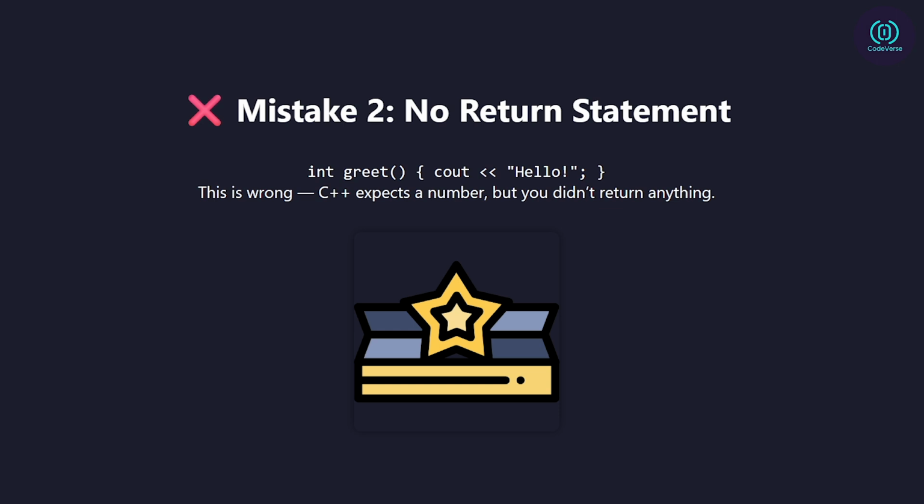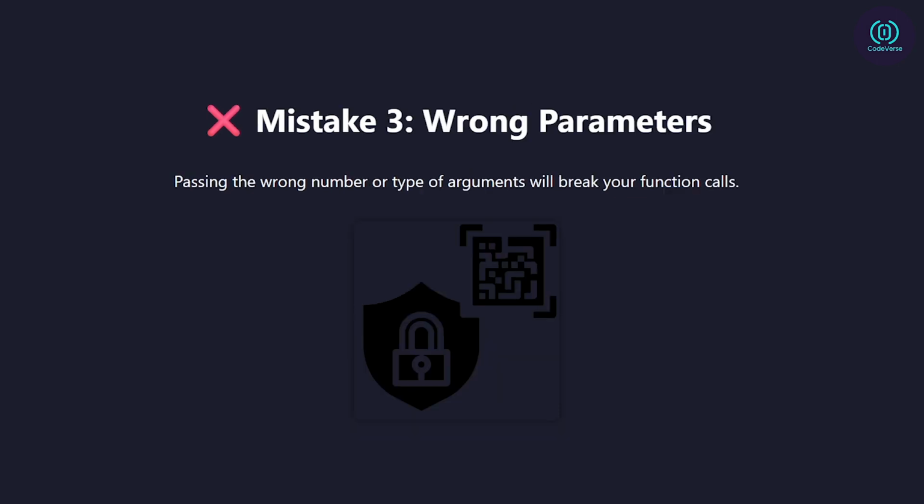For example, int greet() { cout << "Hello"; }. This code is invalid because the return type is int, but there's no return statement. C++ expects a number to come out, but nothing does. Mistake 3, using parameters incorrectly, like calling a function without passing the required arguments, or mixing data types.